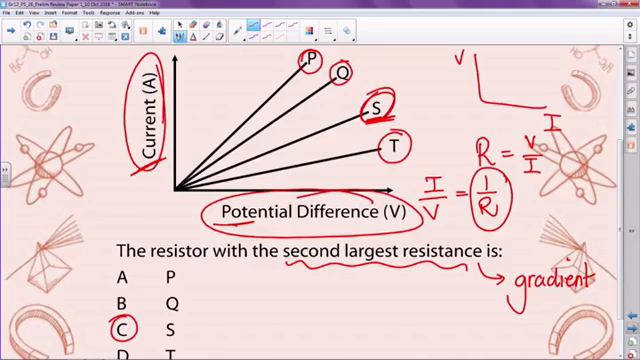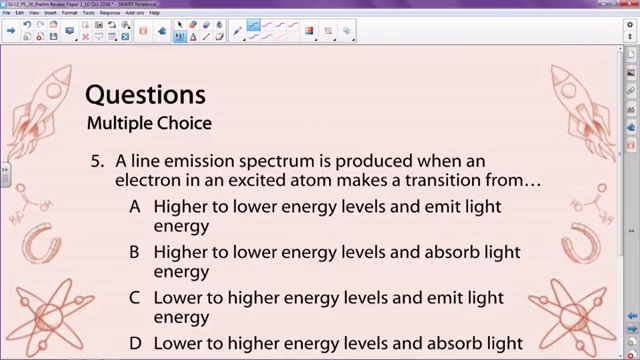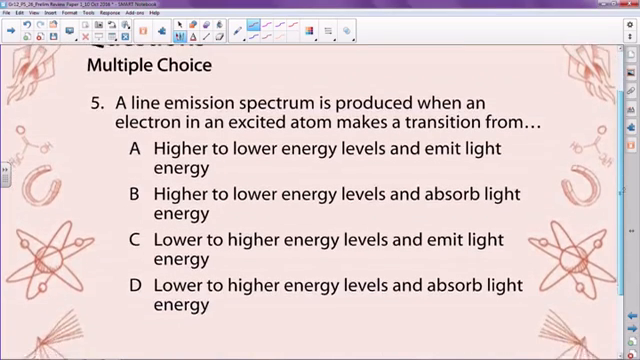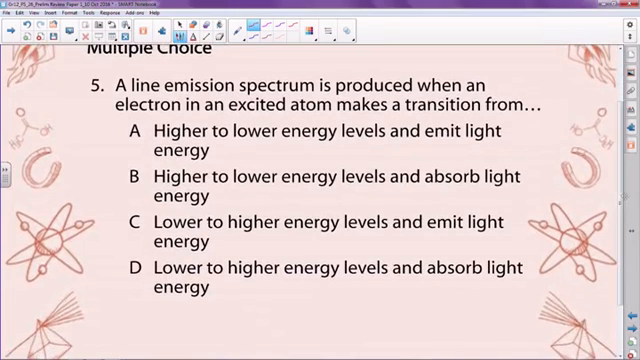So, question 5, here we go. It's a little more reading, but that's okay. This is a very important question as well. So, you have a minute and your time starts now.